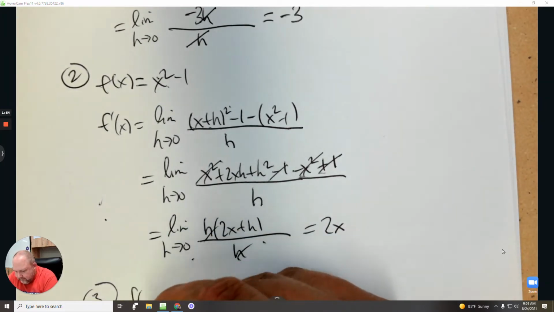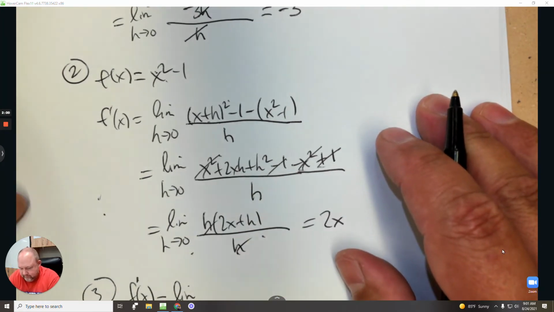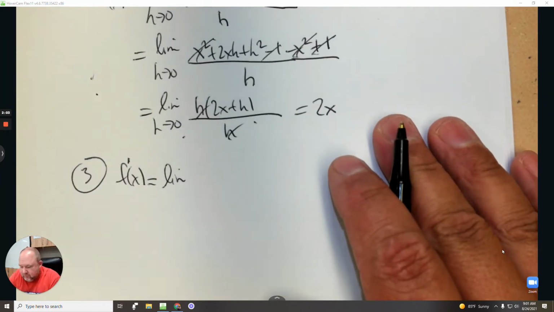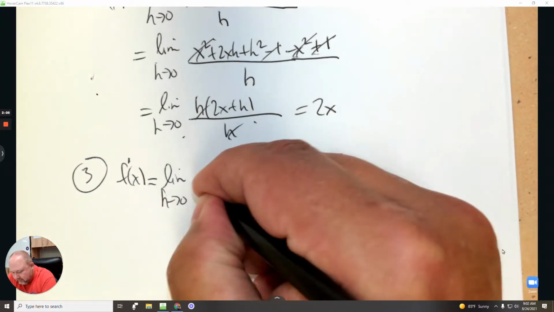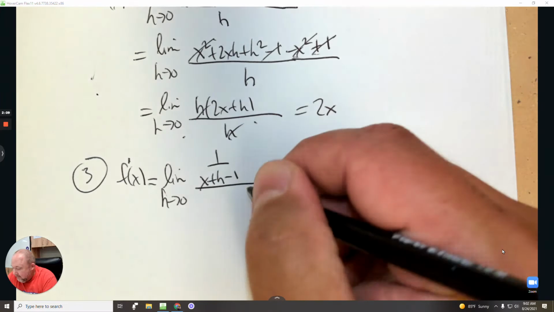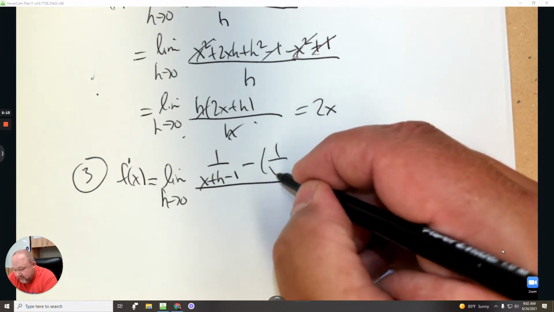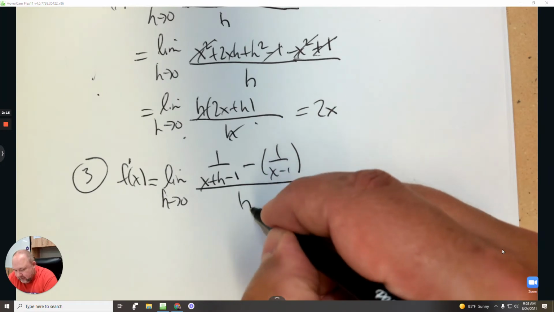Number 3, this one's going to be a little more challenging because it's a fraction. So the derivative of it, I'm just going to get right into it. The derivative of it as h approaches 0. Step 1 is to evaluate at x plus h. And then step 2 is to subtract. Again, I like using parentheses. In this case, it's not necessary, but it's good practice to be in a good habit.